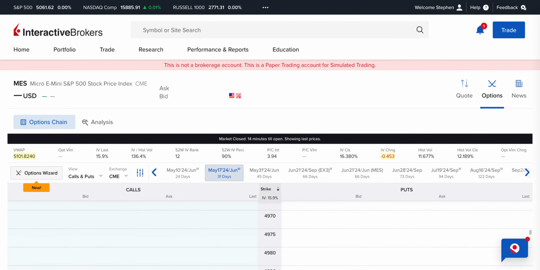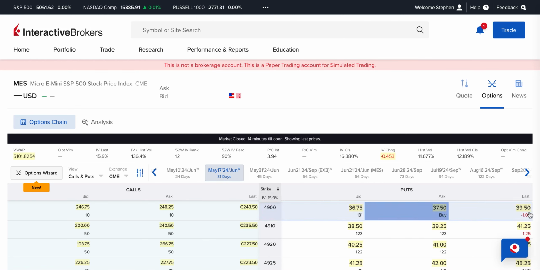So what we're going to do now is scroll down to 4,900, because that's the area where we're saying, right, we'll get out of this short futures trade. And you can see here the bid and ask is 37.50 to 36.75. Now this is pre-market. I'm not going to place this trade now. I'm just doing this video to show you how you would actually go about doing it.